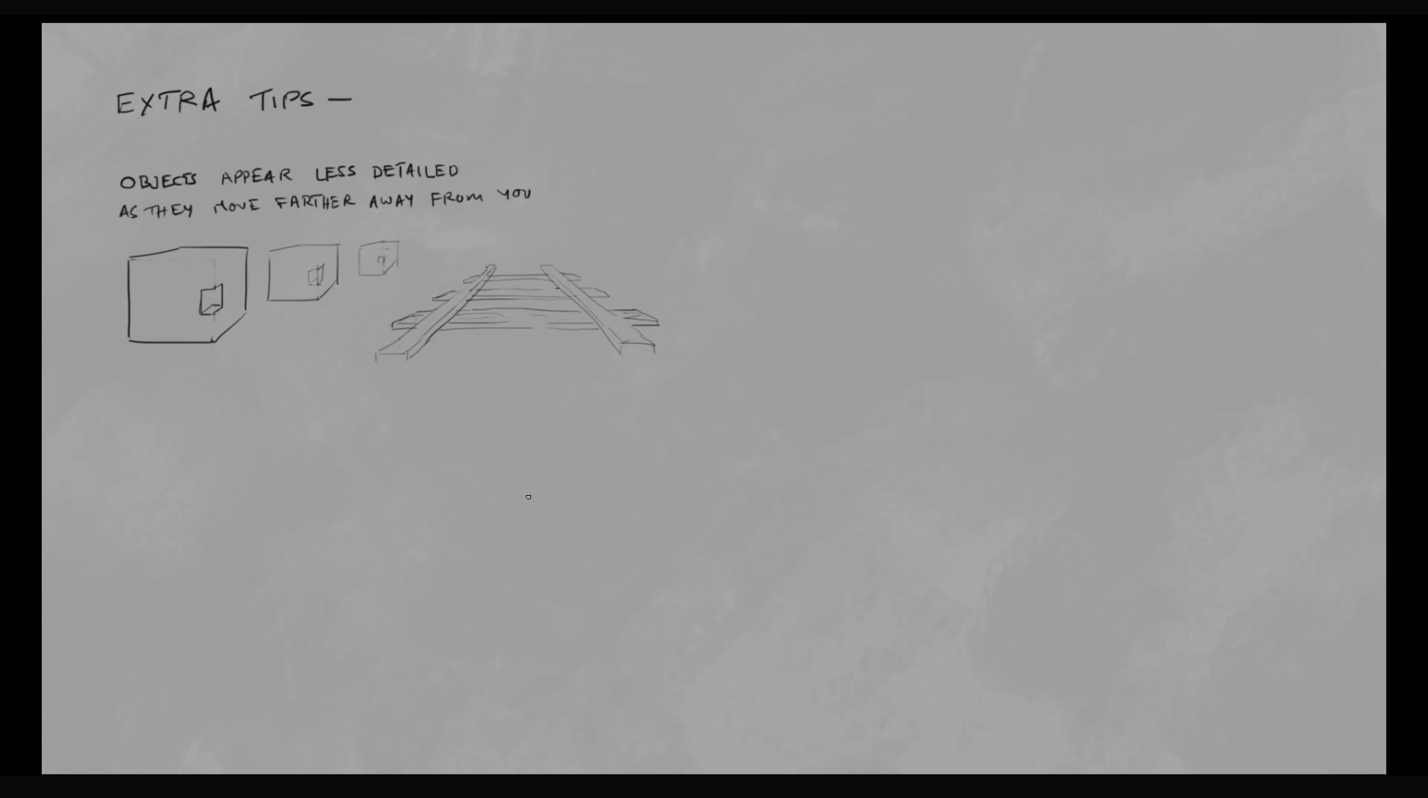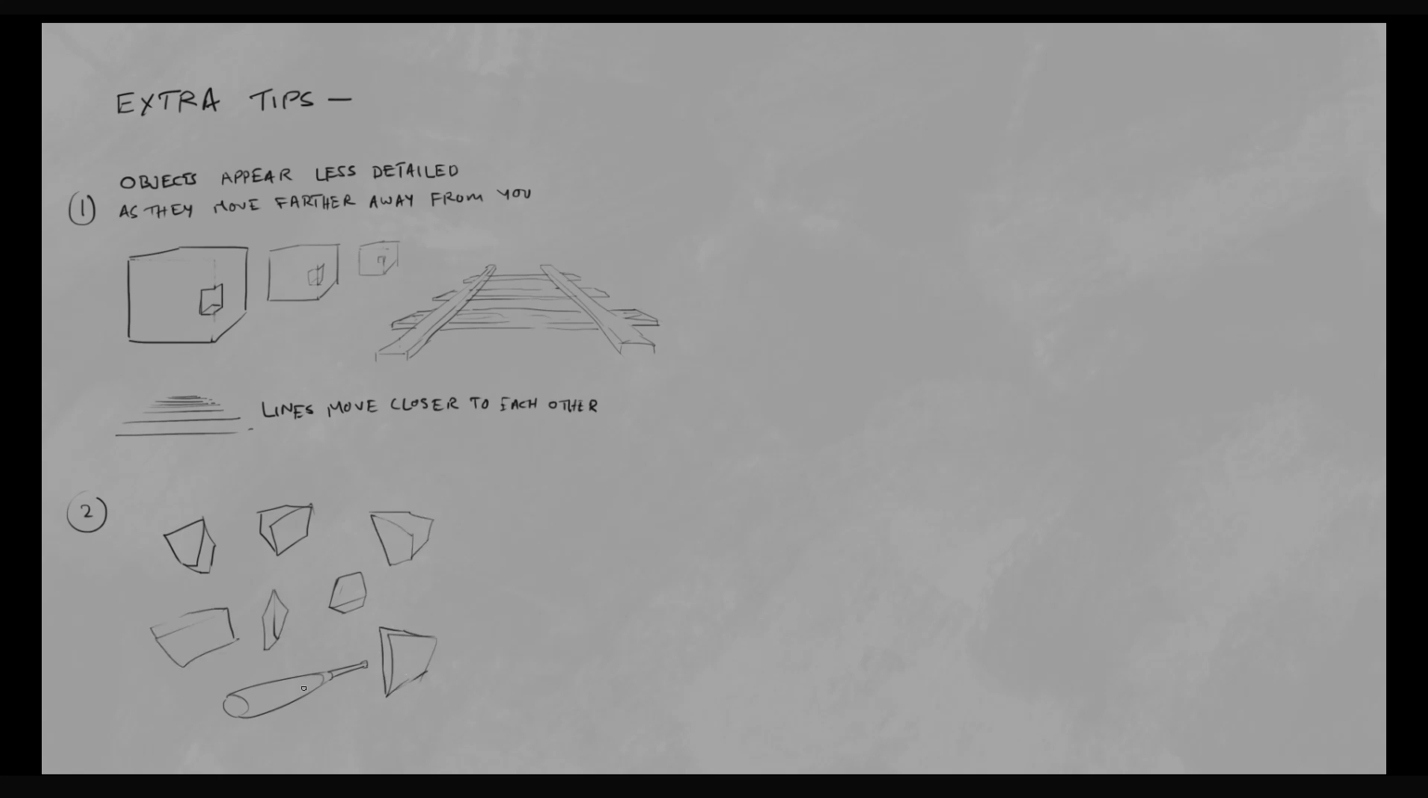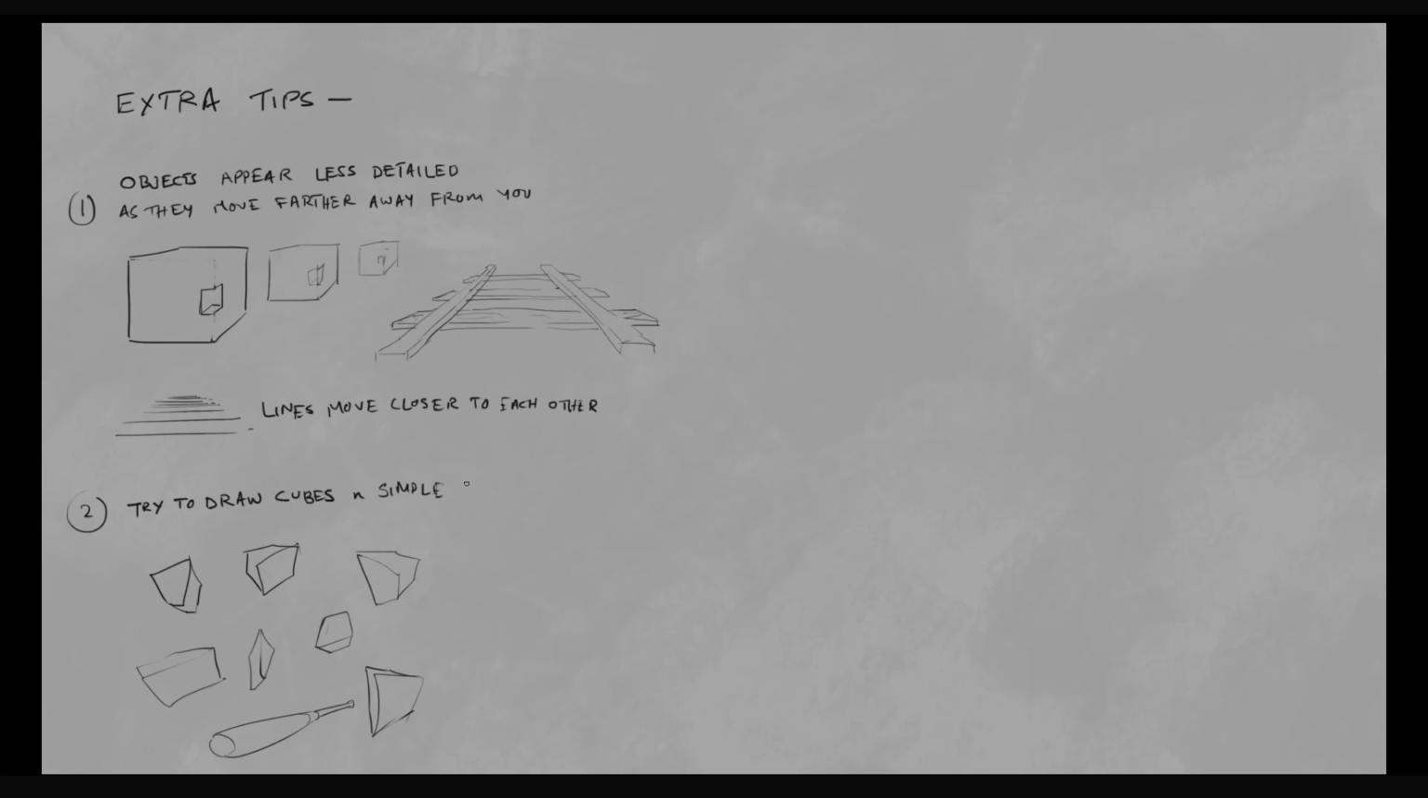Okay, now for some extra tips while drawing in perspective. Objects appear less detailed as they move farther away from you, as we have discussed in the atmospheric perspective section. And if there are lines present, they move closer to each other as they go away from your view. Try to draw simple shapes and objects without perspective guidelines, because that will really help you distort perspective in your own way and not make your drawings look stiff.